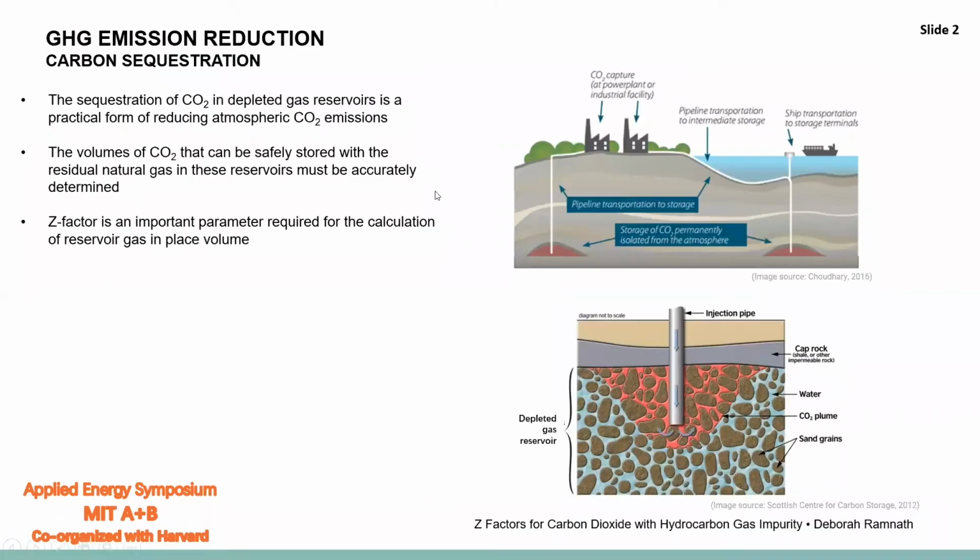The sequestration of CO2 in depleted gas reservoirs is a practical form of reducing atmospheric CO2 emissions. This is illustrated in the figure to the right, where CO2 will be captured from the atmosphere and injected underground for storage, such as within depleted gas reservoirs.